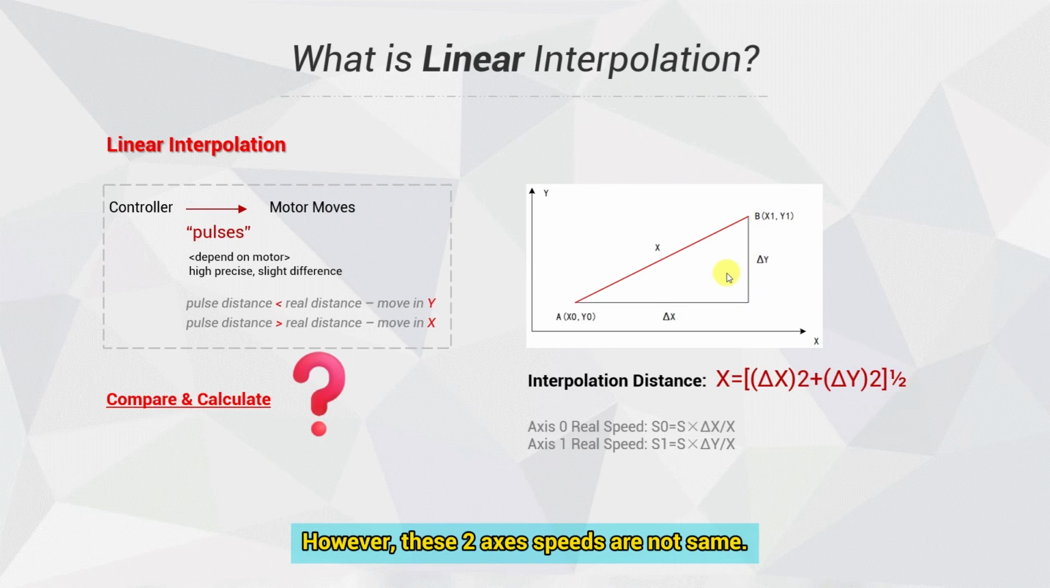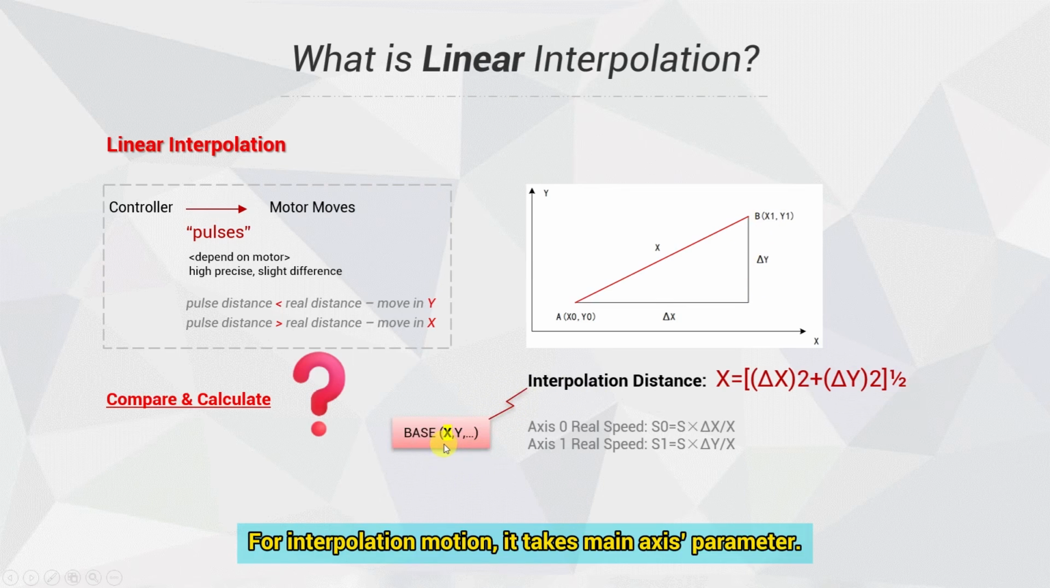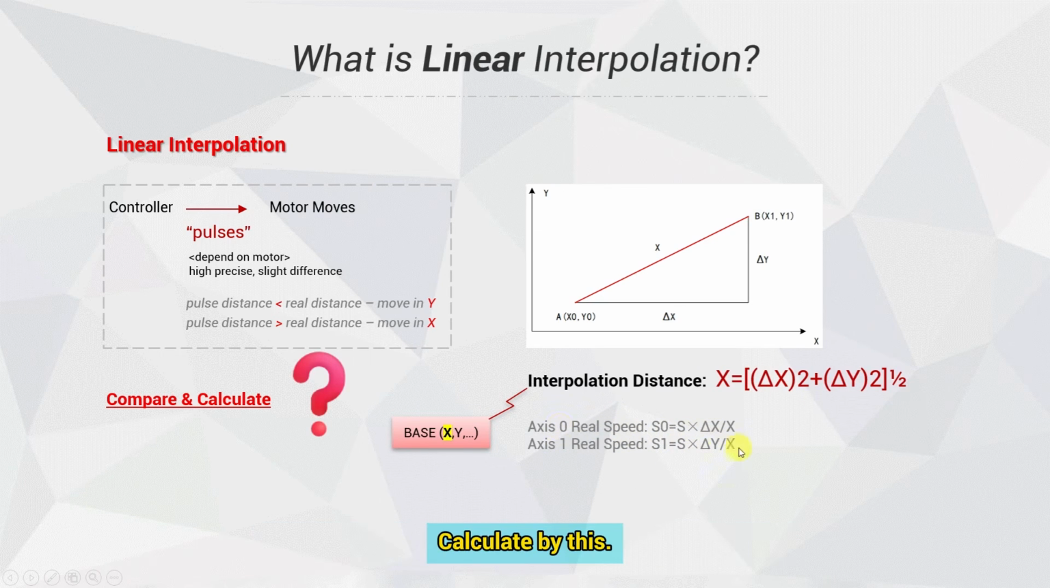However, these 2 axis speeds are not the same. For interpolation motion, it takes the main axis parameter. The main axis is our first axis in base parameter. So, here, the interpolation speed is the axis 0 speed. If you want to know the real speeds of axis 0 and axis 1, calculate by this. Okay, this is linear interpolation.